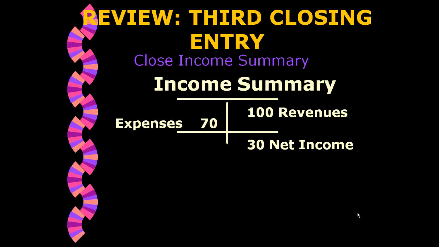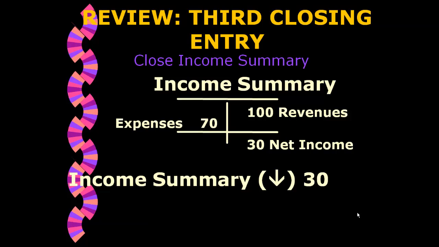To get income summary down to a 0 balance, then we're going to have to debit income summary to get its balance down to 0, and the other part of that entry then would be a credit to the owner's capital. We need to think and make sure that this makes sense. Well, let's see. We had a net income. Earning a net income makes the net worth of my business go up. Crediting capital makes my capital account also go up. Let's do one more example here.